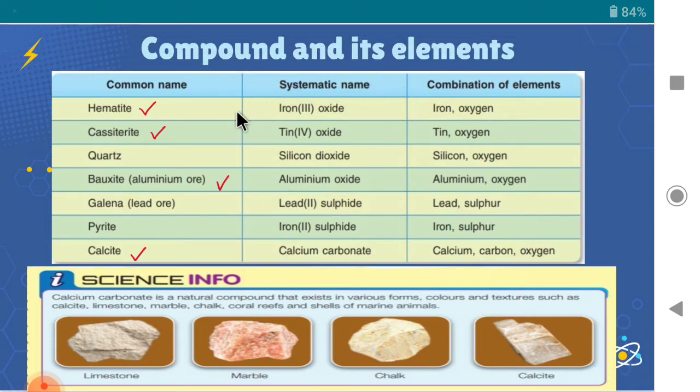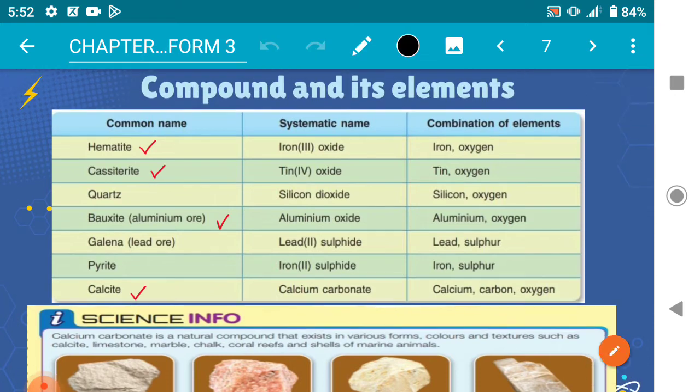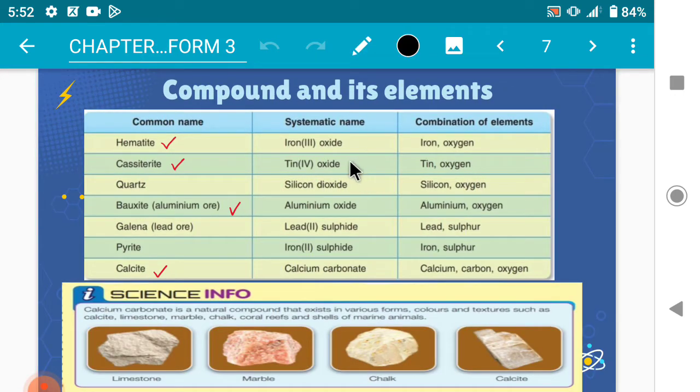So as I already said, a compound is made up of two or more different elements. For example, hematite is made up of the elements iron and oxygen, as you can see over here. Cassiterite's systematic name is tin(IV) oxide, which is made of tin and oxygen. So oxygen is O2, right?